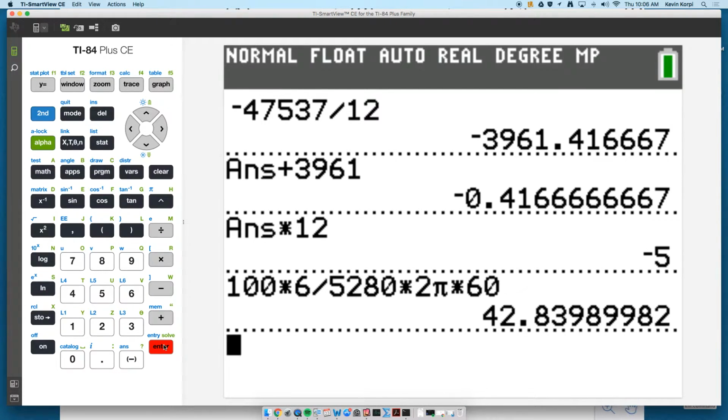6 revolutions per minute is not very fast. That's 1 rotation every 10 seconds. But because it's so big, when you're standing out at the end, 43 miles per hour, that's pretty exciting when you're out at the end, right?